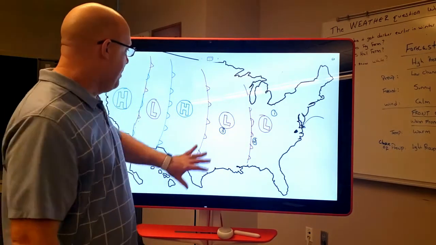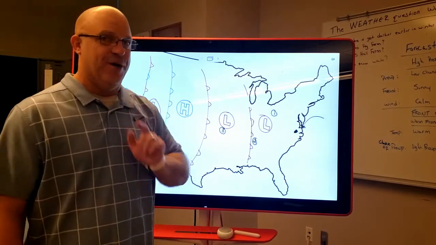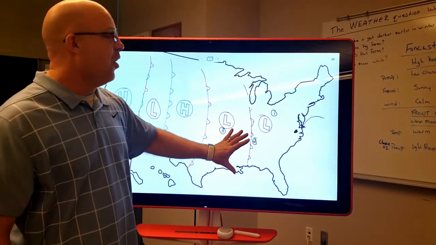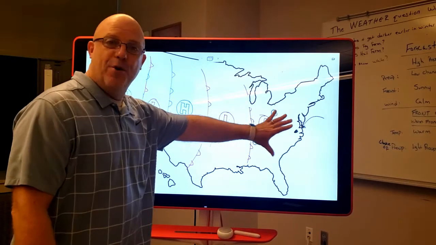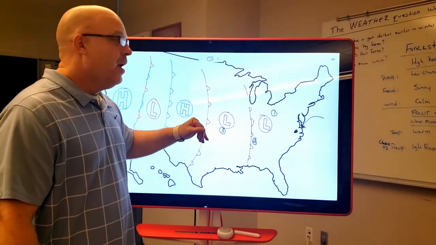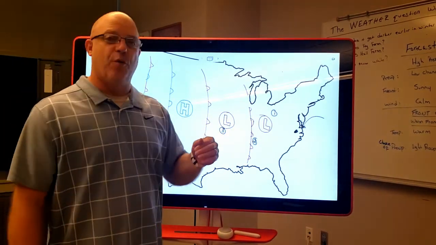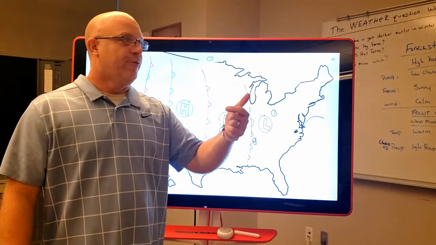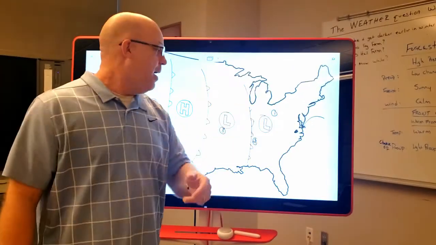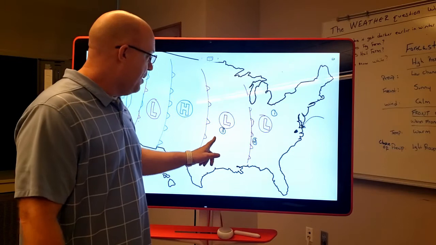All right. Now I'm not going to do the rest of the map. That's going to be your assignment. But I want to start. So after I've numbered my map, the next thing I have to do is I have to do 4 things: precipitation, forecast, wind, and temp for each one of these numbers.